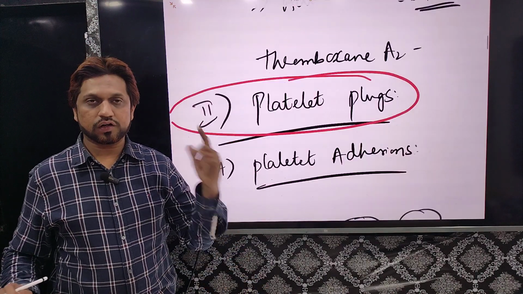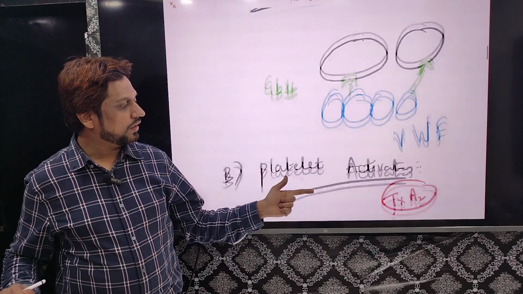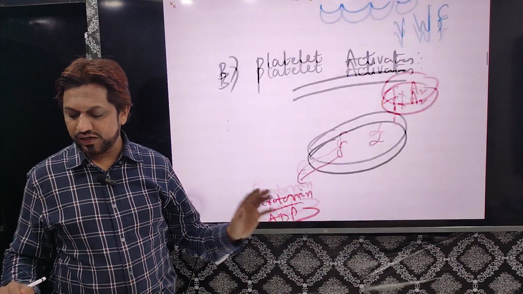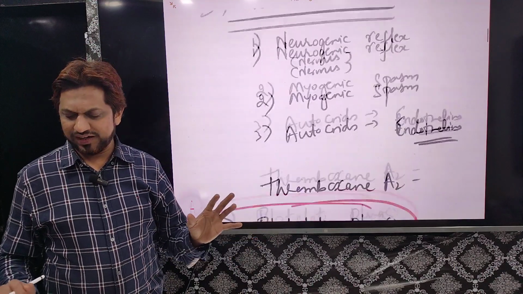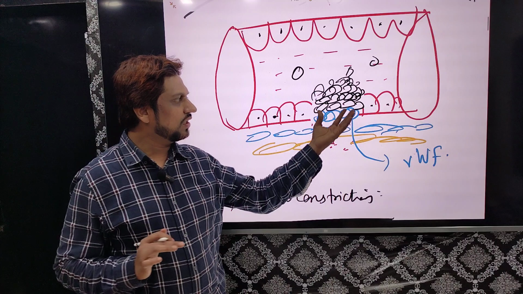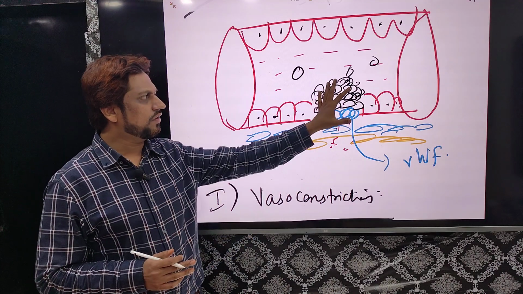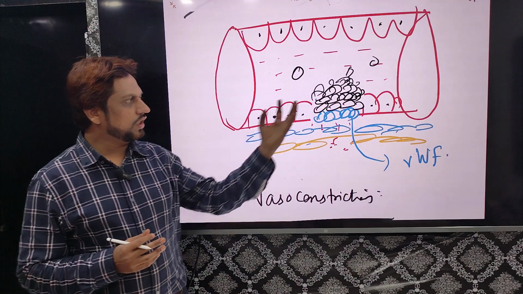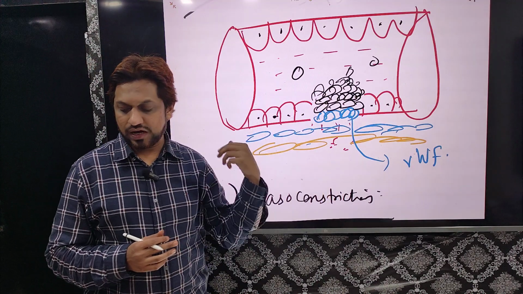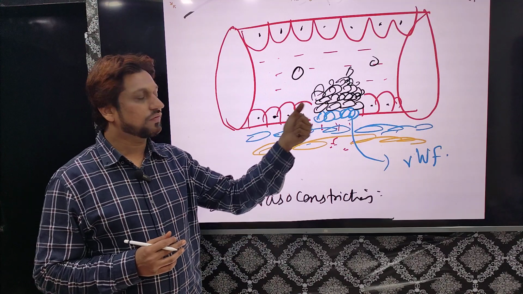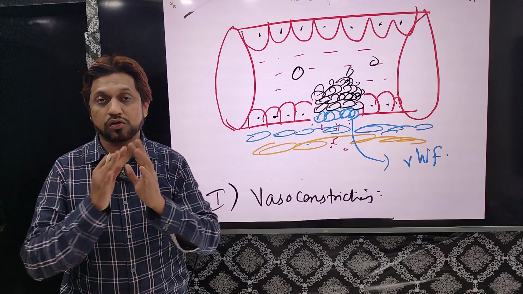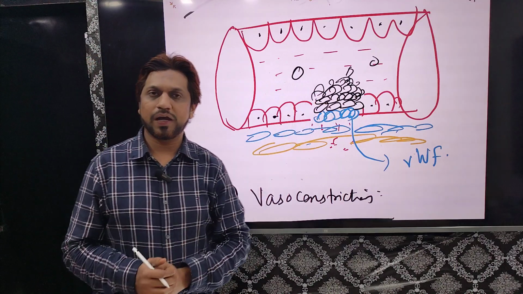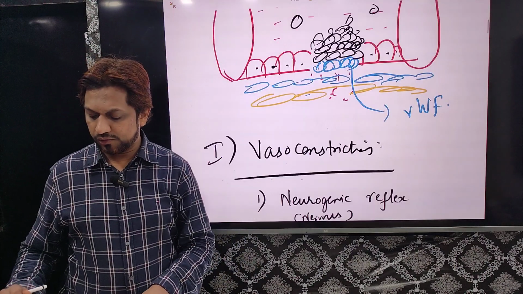So for platelet plug, what are the steps? Platelet adhesion, then platelet activation, and platelet aggregation. Once this platelet plug is formed, it will try to seal the ruptured blood vessel. But it is a weak structure, not a very strong structure. We need to make it strong. That is the next process, the blood coagulation or the clot formation. This is also known as the temporary hemostatic plug, the primary platelet plug or primary hemostatic plug.